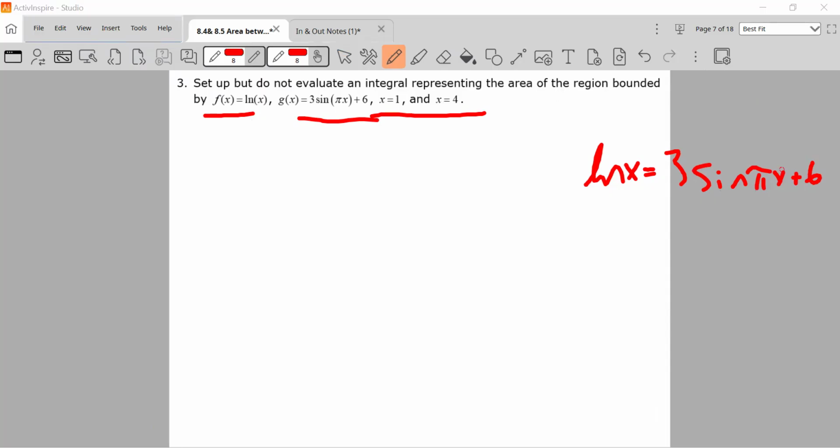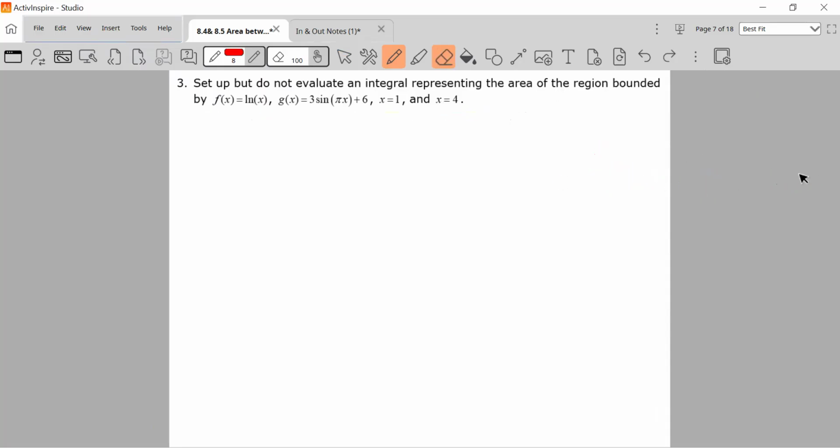But I do have the ability to figure out which one's on top. How could I figure out which function's on top? That's right. All we have to do is plug a value in between 1 and 4. Pick a nice value. Pick something that you might be able to use or just in general kind of have an estimate of. I like plugging in, for example, something like 2. I think 2 is an easy value to get. Because these aren't necessarily endpoints, you could also just plug in 1 or plug in 4. I'm going to go with 2 because that should work as well.